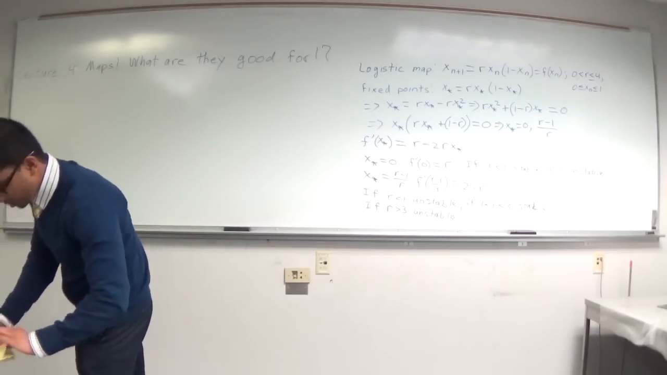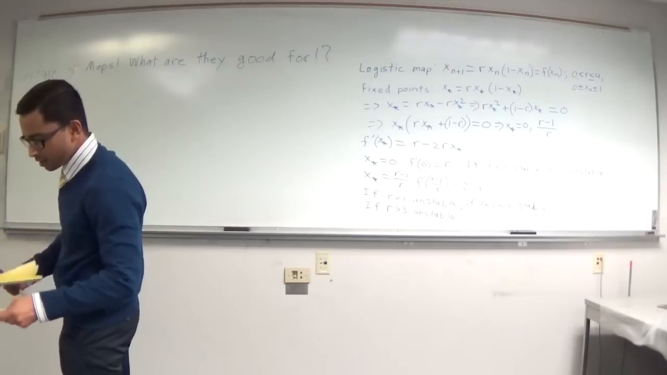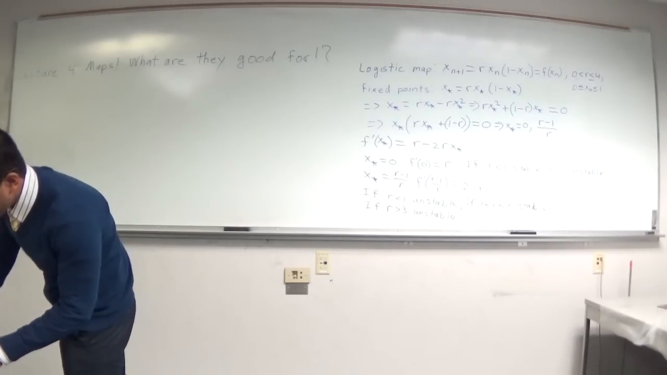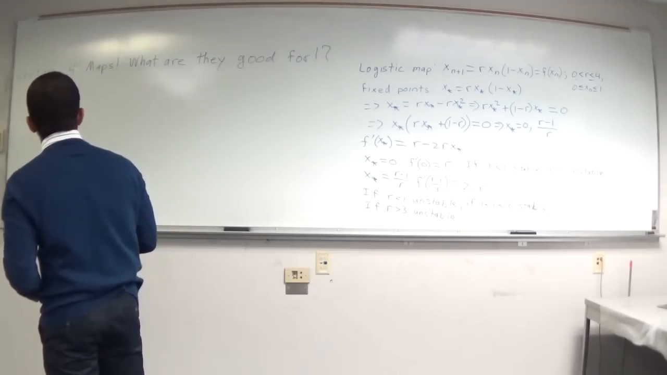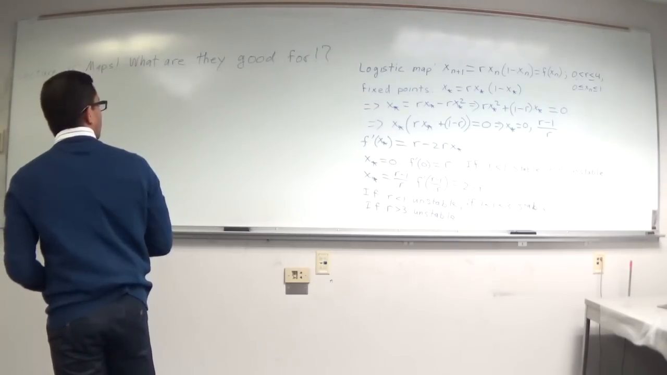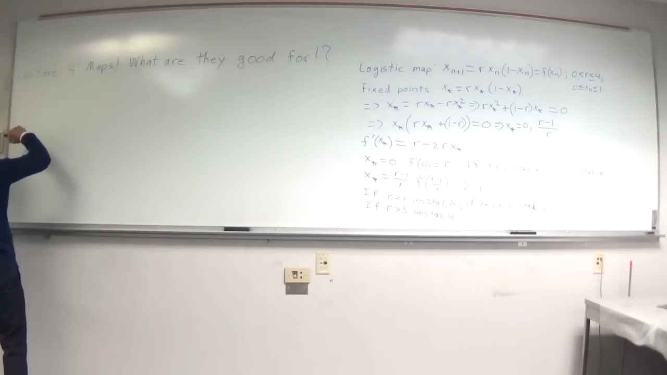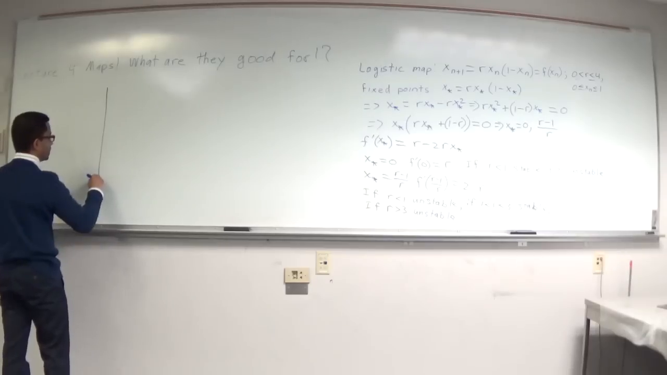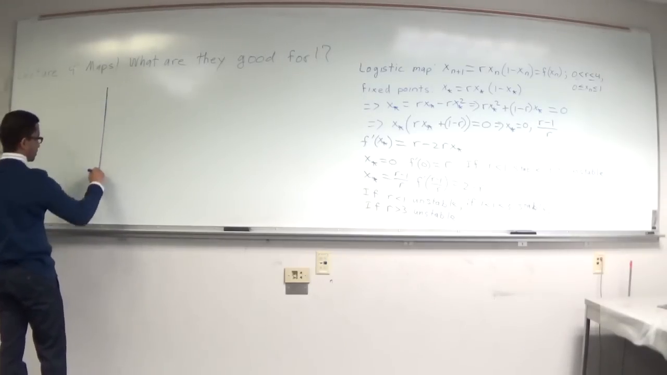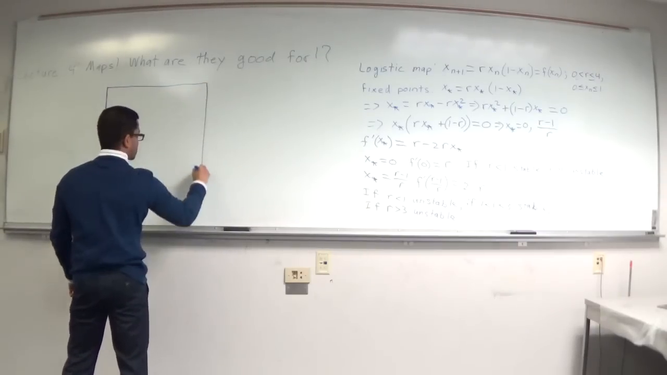So we're going to use something called a cobweb plot. Let me see how I want to write this. Let me use blue and red. Let's make the first plot here. These are going to be very useful for us.